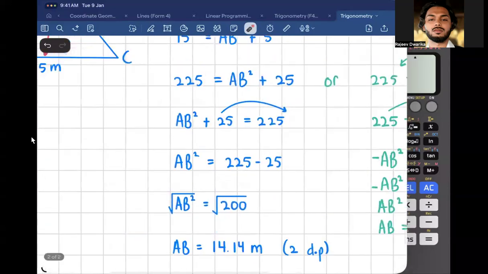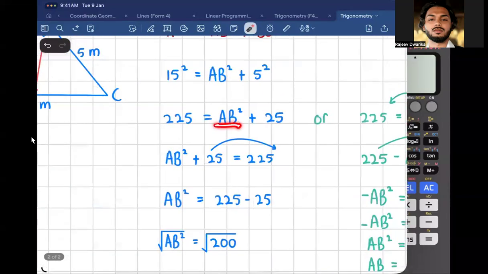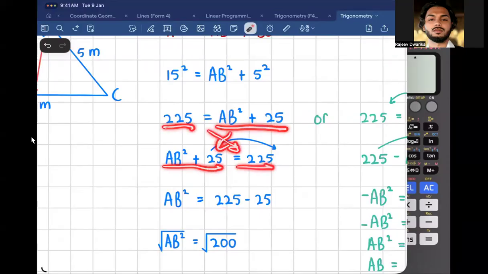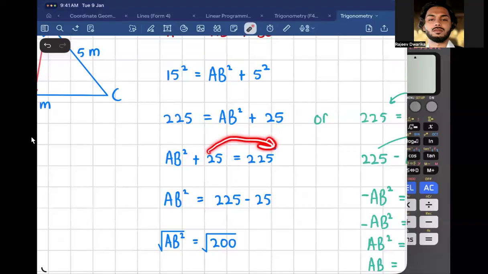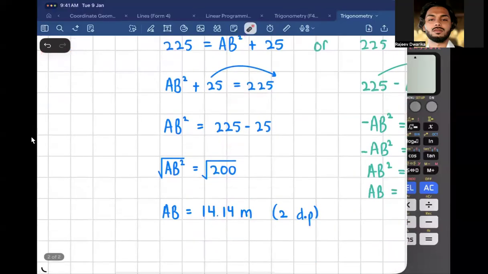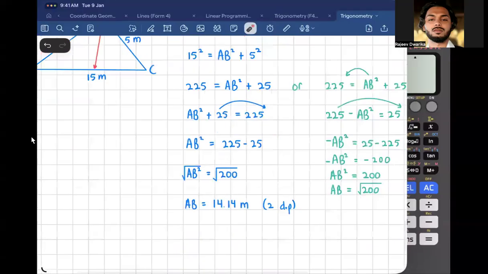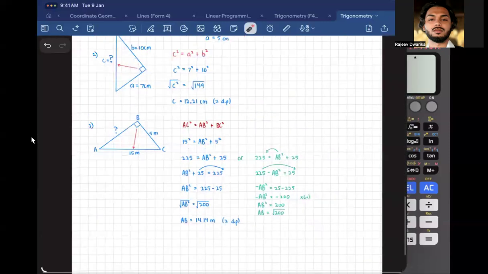Now I want to find AB. Notice that AB is on the right-hand side. So what you could do is swap the left-hand side with the right-hand side. So I take this and put it over here, and I take this and put it over here. That's all. Then I move across the 25. I get 225 minus 25, which is 200. I find the square roots on both sides, and I end up with AB to be 14.14. Let me know if you understand that.